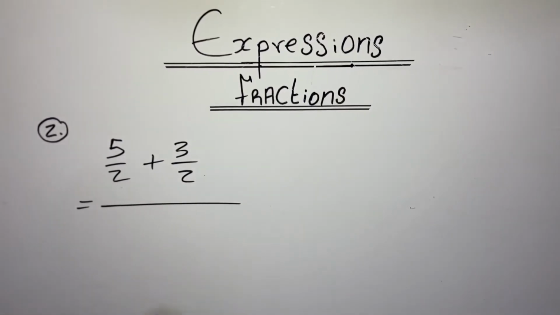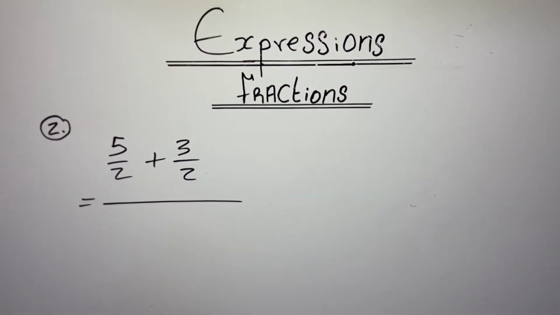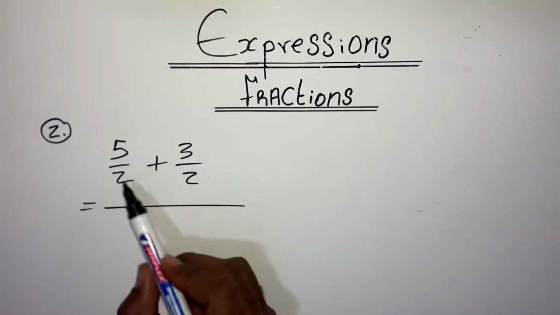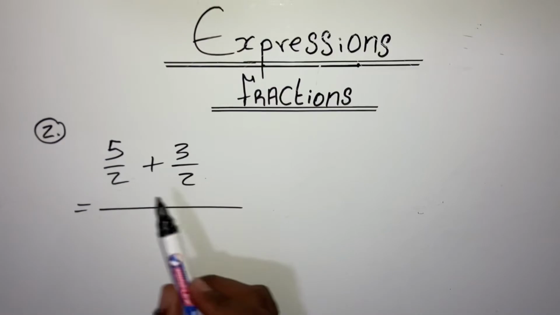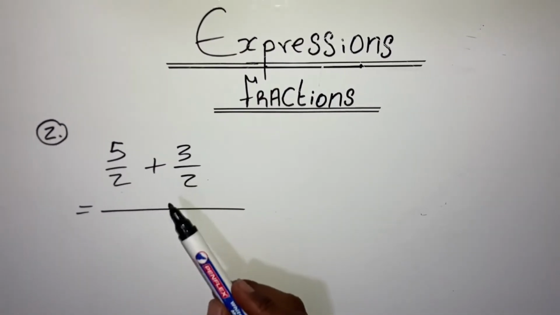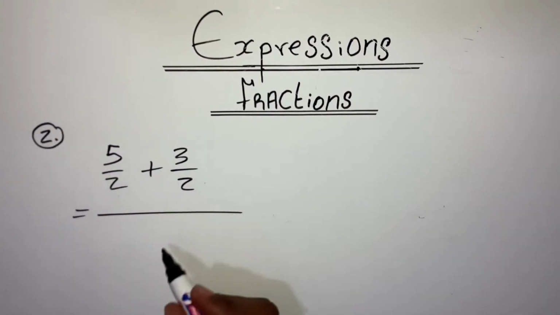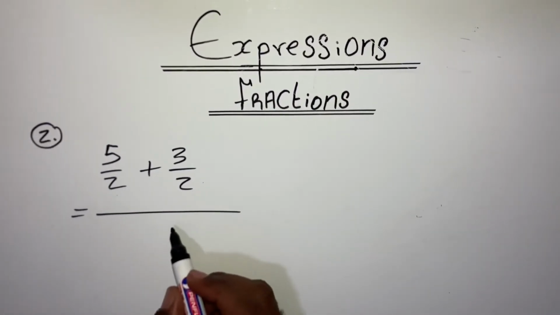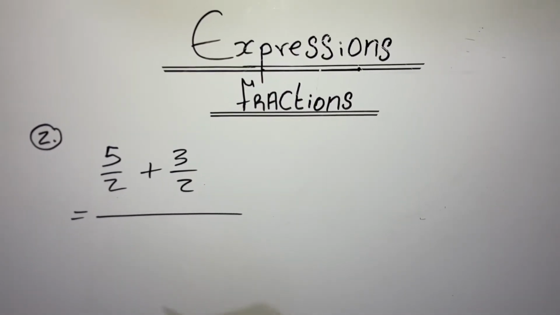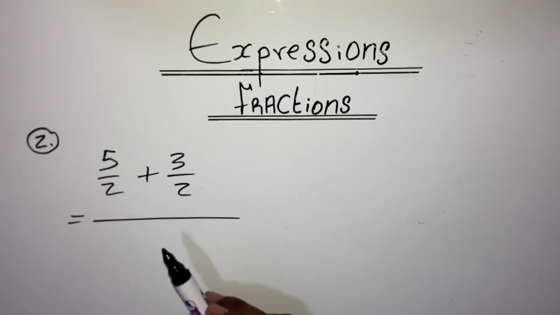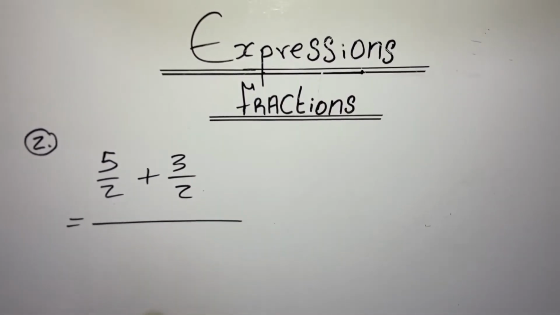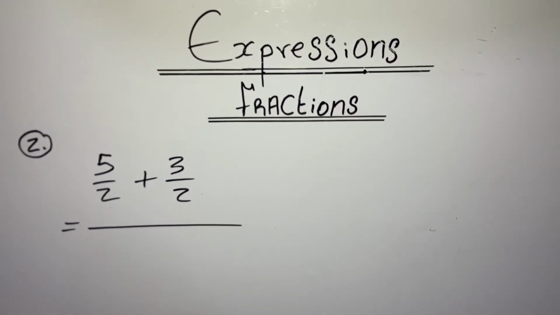Then for this sum, we have two options. Since you see that both fractions have the same denominator, 5 over 2, 3 over 2, you can just take the 2 and write it here as your lowest common denominator. But just to avoid confusion, since on the first sum we multiplied both denominators, we can still apply the same steps we applied on the first sum.